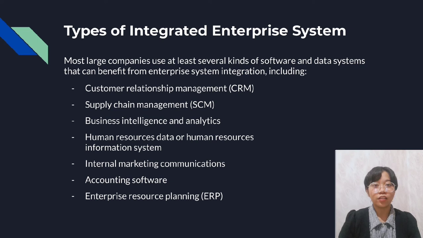Types of integrated enterprise system. Most large companies use at least several kinds of software and data systems that can benefit from enterprise system integration, including customer relationship management or CRM, supply chain management or SCM, business intelligence and analytics, human resources information system, internal marketing communications, accounting software, and enterprise resource planning or ERP.